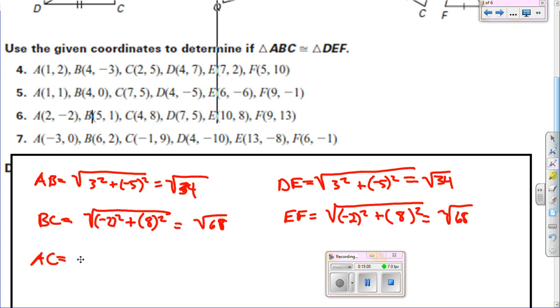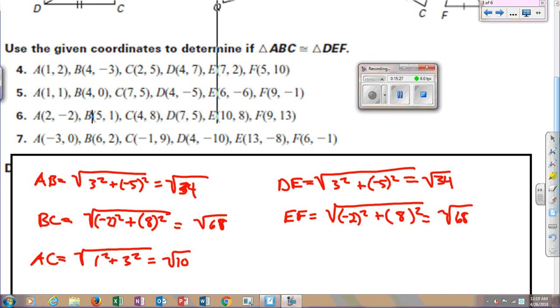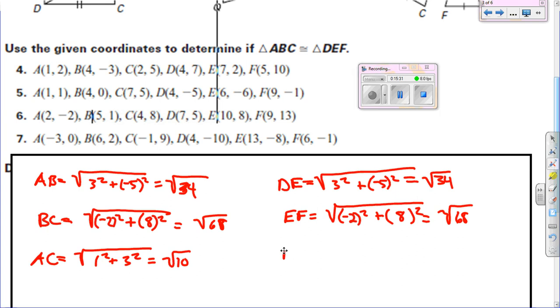Third side, AC. AC is equal to 2 minus 1, which is 1 squared, plus 5 minus 2, which is 3 squared. So it's equal to the square root of 10. Then you check DF. That's 5 minus 4, which is 1 squared, plus 10 minus 7, which is 3 squared, gives you the square root of 10. So it's good. Yes, side, side, side.